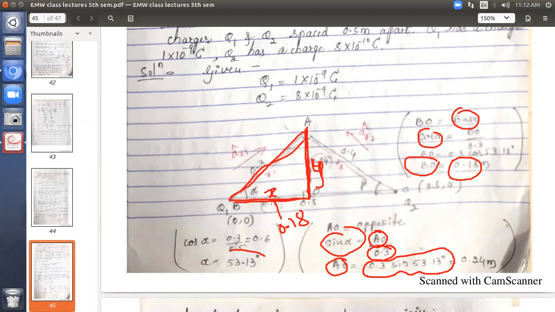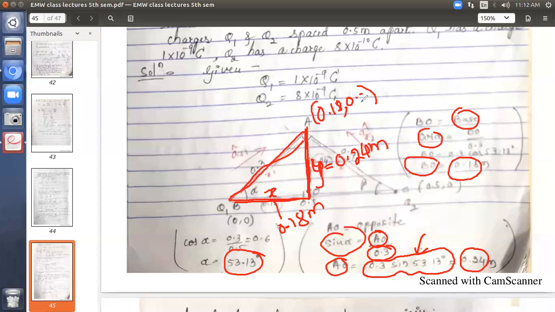Alpha just now we have calculated as 53.13. So 0.3 into sine of 53.13 degrees. Use the calculator, you will get 0.24. So y value I will get as 0.24 meters. So the x value is 0.18, y is 0.24. So I have found out the coordinates of A. X direction is 0.18, Y direction is 0.24, right? Coordinates of A is found.